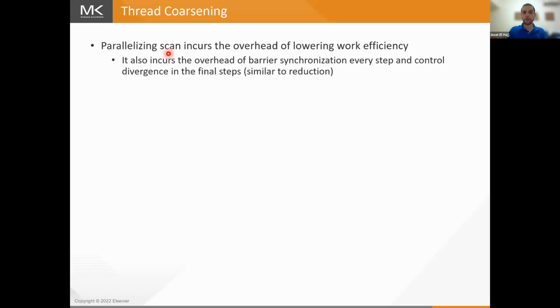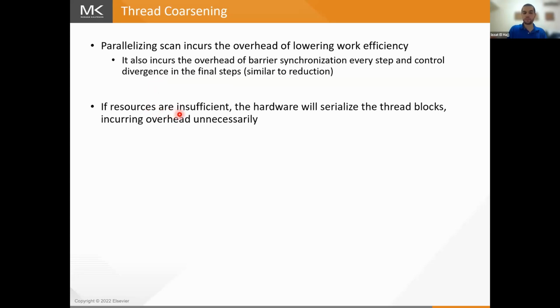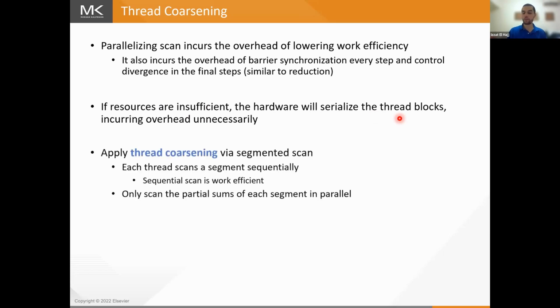So to recap, parallelizing scan incurs the overhead of lowering work efficiency. We also have the overhead of doing these barrier synchronizations at every step of the Kogge-Stone iterations. So if the resources are insufficient, the hardware is going to serialize those thread blocks, and we'd have paid that overhead unnecessarily. So it's better if we apply thread coarsening by doing a segmented scan at the level of the block, where we segment our scan across threads. Every thread does its own sequential scan, which is work efficient, and then we use the thread block to scan the partial sums of the threads. And that looks like this.